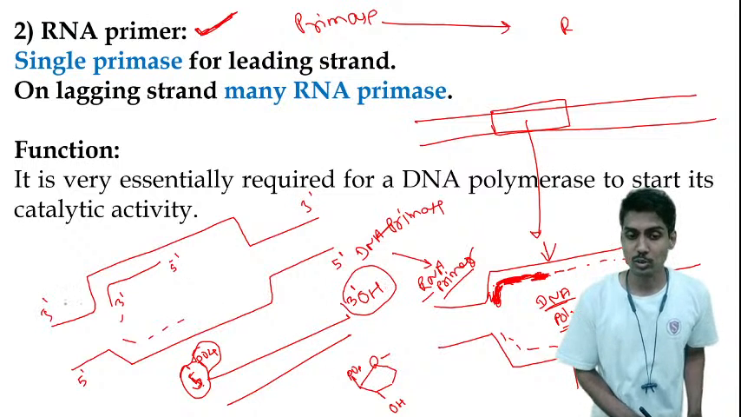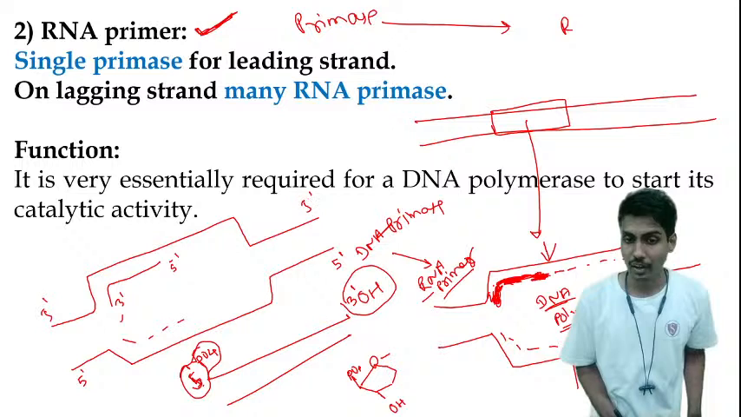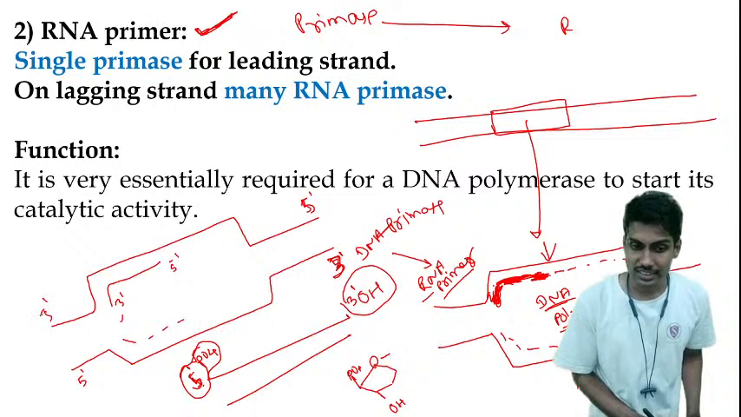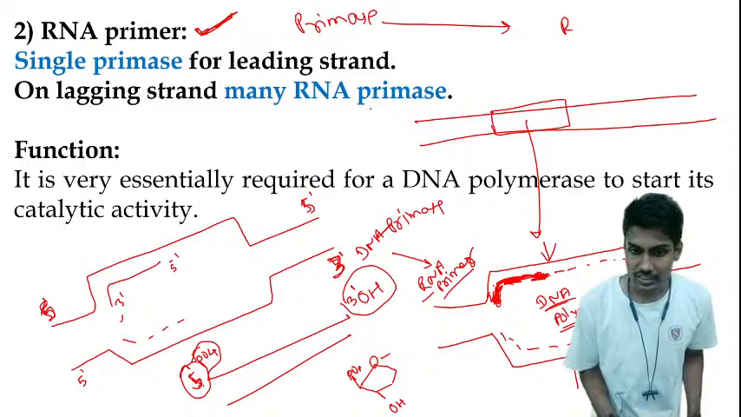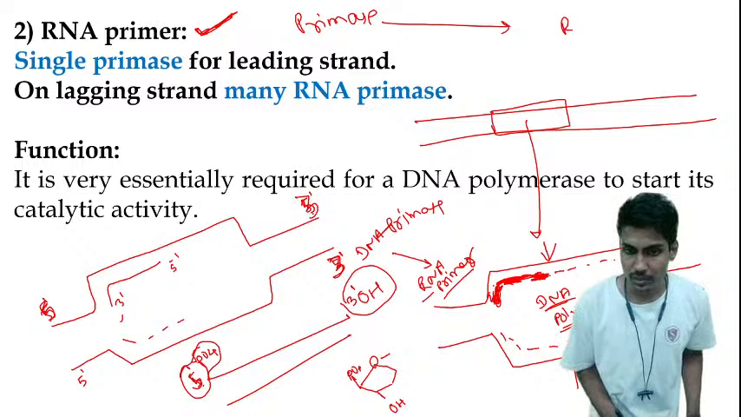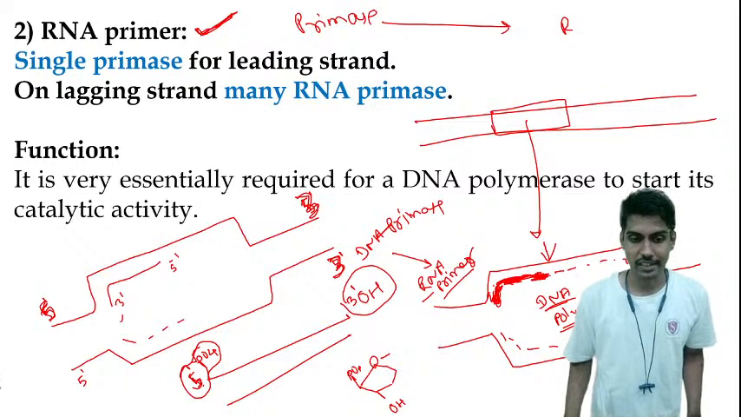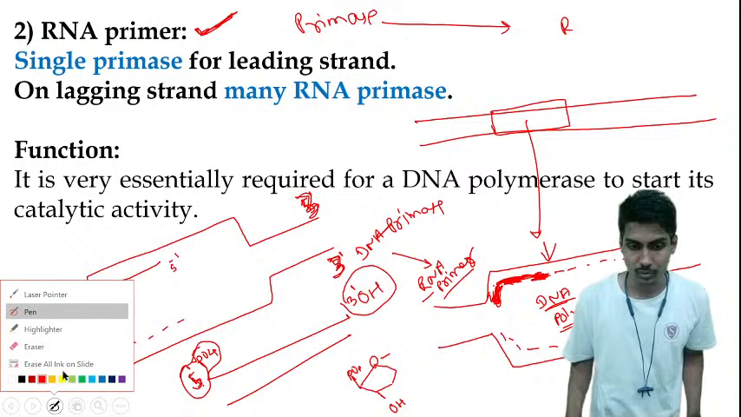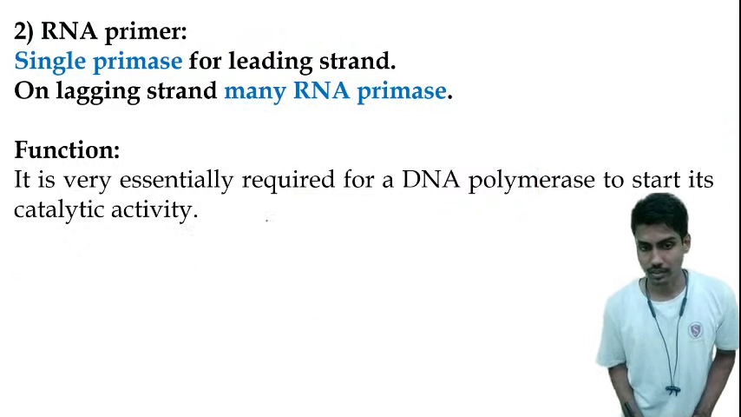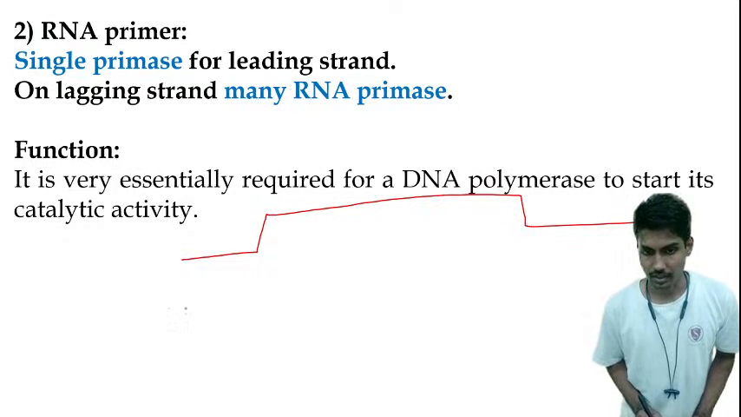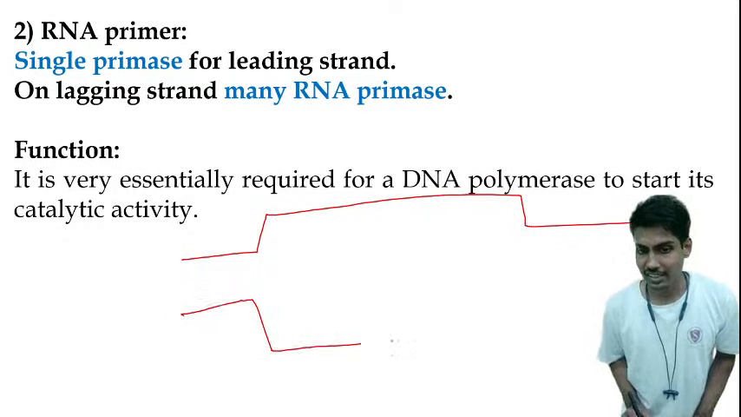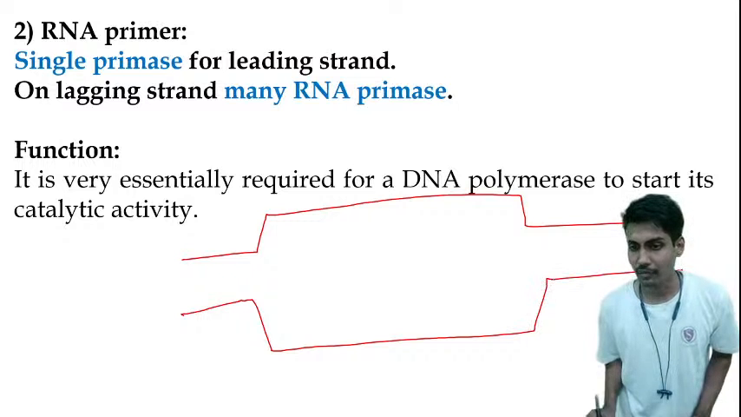Same case here, there will be a 3 dash end and a 5 dash end. Sorry, I made a mistake here. So as this end is the 5 dash end, this end would be the 3 dash end. I will rub out the entire annotation so that it will be easy for you. So let's draw. This is the DNA strand which has just been opened. As with every other DNA strand, this will also have a 3 dash end and a 5 dash end.